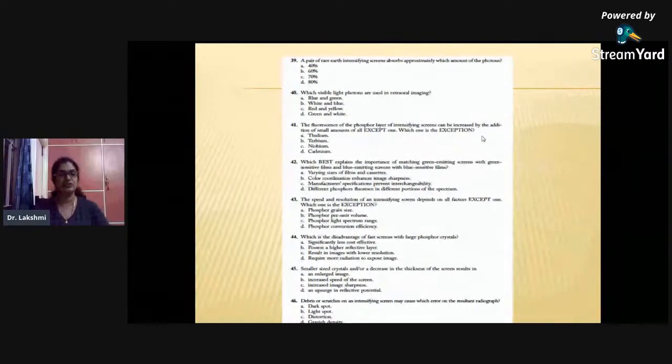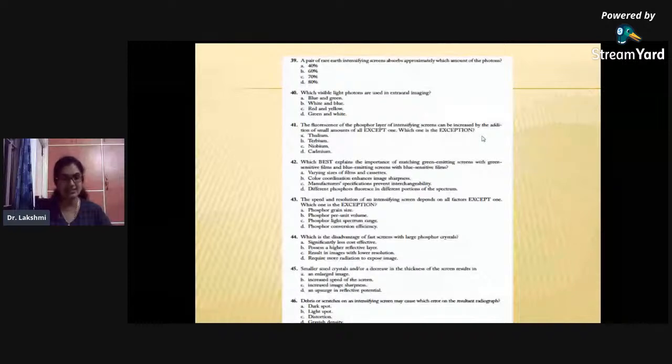41. The fluorescence of the phospholayer of intensifying screens can be increased by the addition of small amounts of all except one. Which one is the exception? Last is the cadmium. Cadmium alone is not added. Thulium, terbium, and niobium are used.